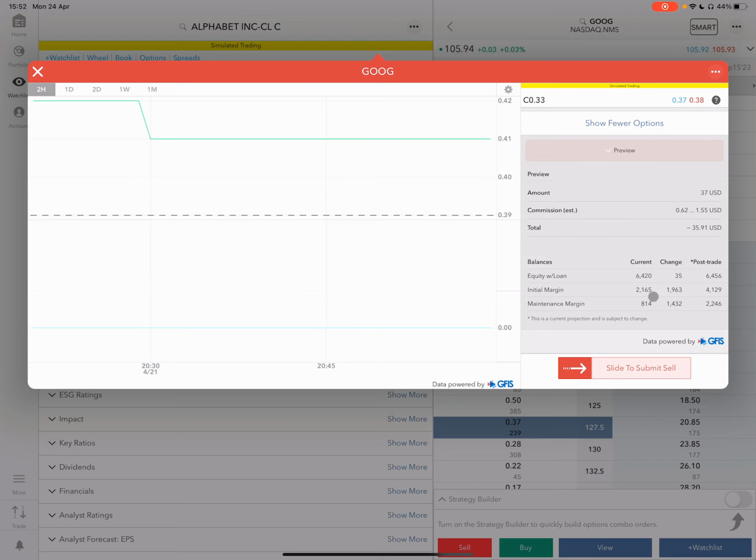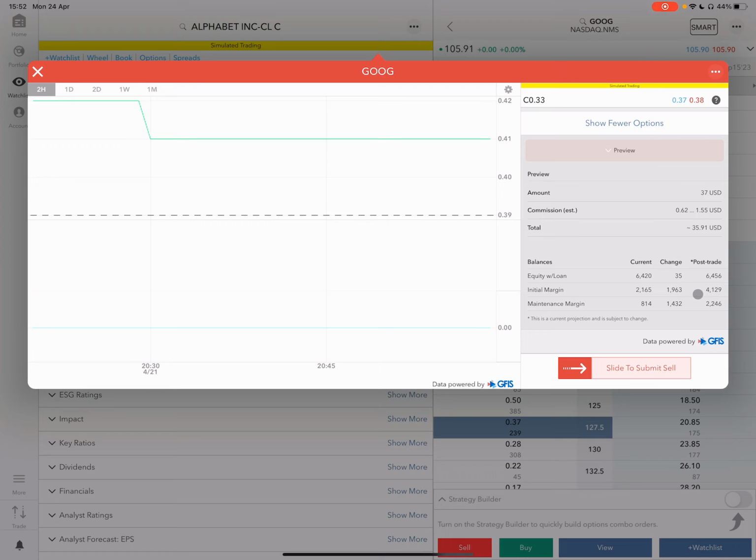So you can see here, we currently have an initial margin of $2,165, and that is for opening the Square position. And now you can see here that we would need an additional $1,963 to open the Google position, taking our total initial margin to $4,129.